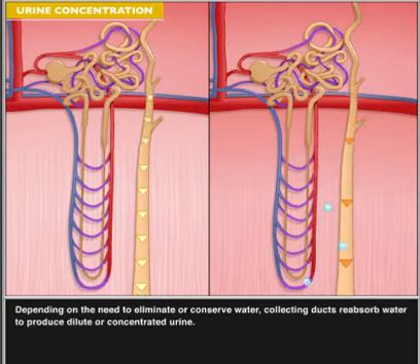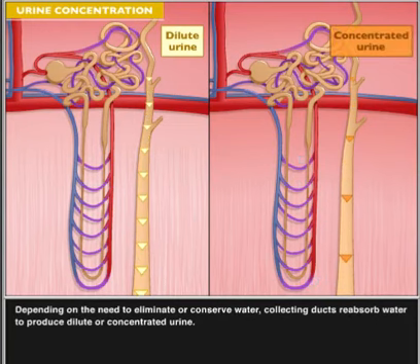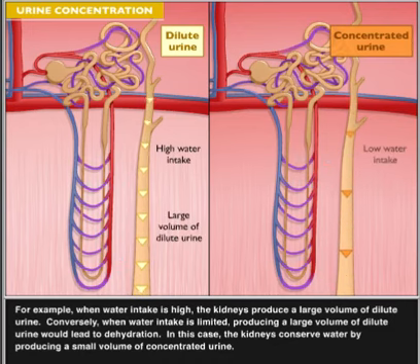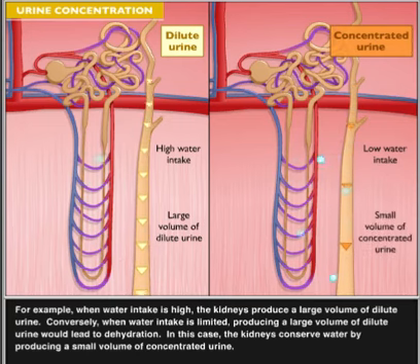Depending on the need to eliminate or conserve water, collecting ducts reabsorb water to produce dilute or concentrated urine. For example, when water intake is high, the kidneys produce a large volume of dilute urine. Conversely, when water intake is limited, producing a large volume of dilute urine would lead to dehydration. In this case, the kidneys conserve water by producing a small volume of concentrated urine.